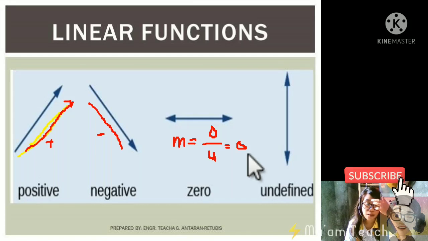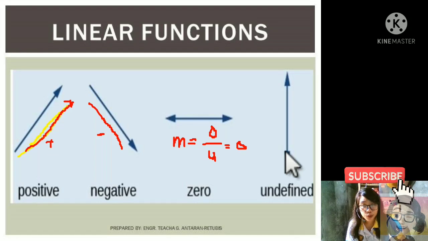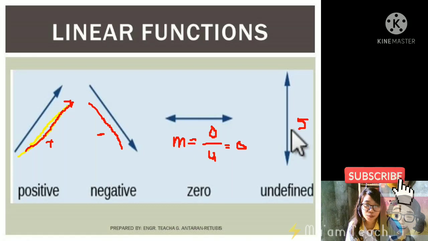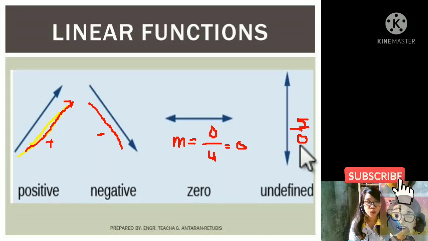But a vertical line only occurs if there's no change in your horizontal. This is because, class, undefined only happens if you divide a number by 0. So if your denominator, your x sub 1 minus x sub 0, is 0, or your change in the horizontal is 0, that means your function is undefined, or your graph is vertical. So that is all about the linear functions.